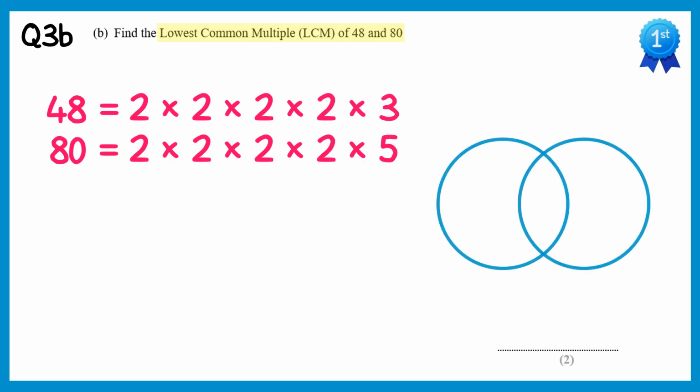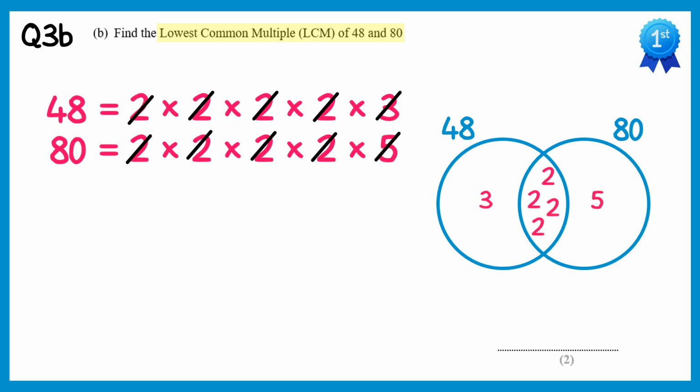Then we draw the Venn diagram once again. So we've got one circle for 48 and one circle for 80. Then we're going to cross off all of those 2s that you can see in both of them, and put all 4 of those in the middle. And then we've got a 3 left and a 5 left.